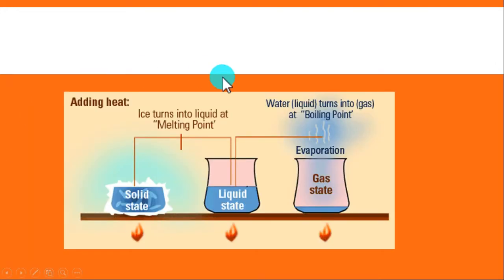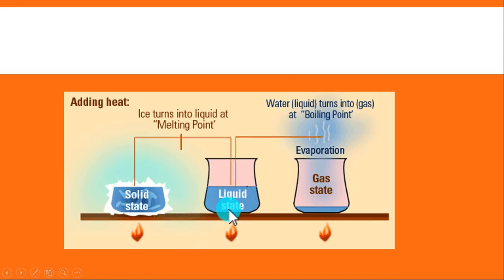Again, look here to make sure that you understood why I have solid. Here's the source of heat. While I'm heating this solid, what happens? The temperature will start to increase until it reaches what? 0 Celsius. At 0 Celsius, the temperature will stay 0 until all the solid becomes liquid.